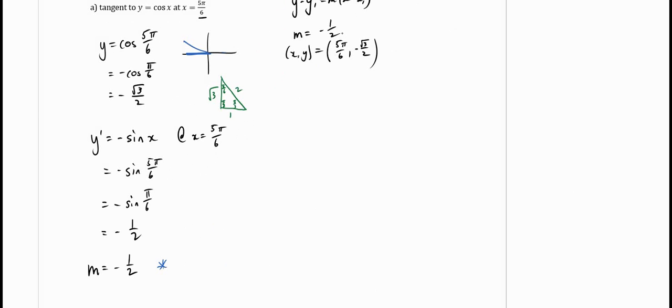So the output of this formula is the equation. So y minus y1, so y plus root 3 over 2 equals m, which is negative 1 over 2, times x minus 5 pi over 6. I'm going to multiply both sides by 2, multiply the whole thing by 2.